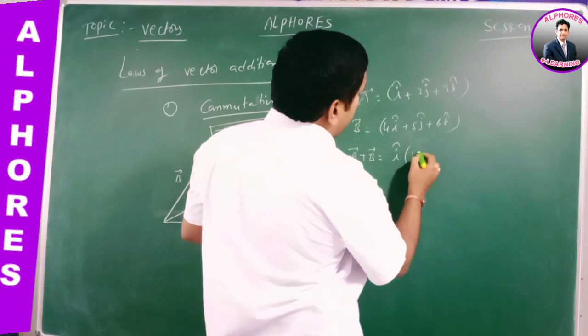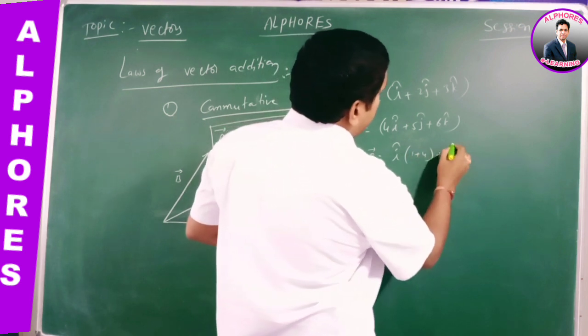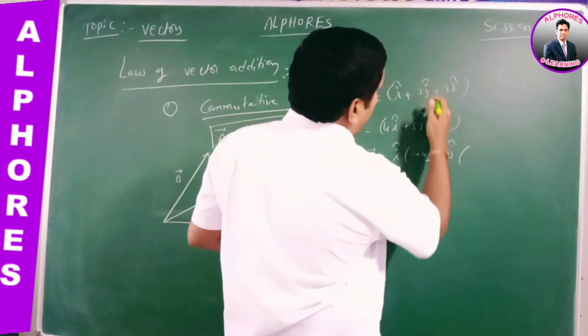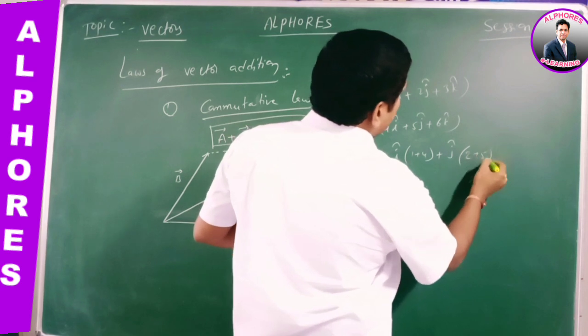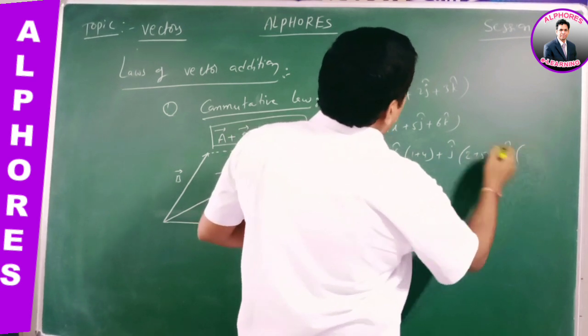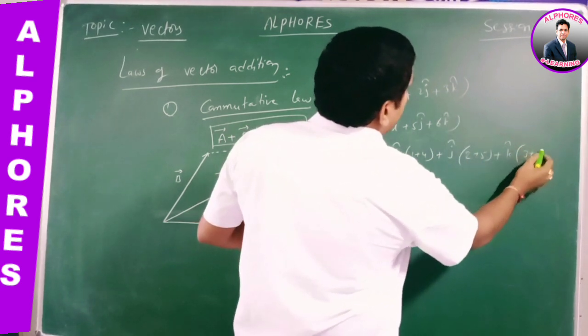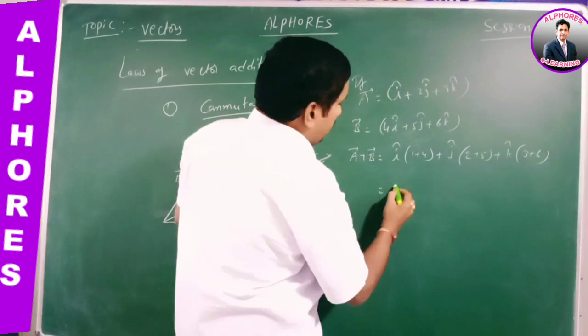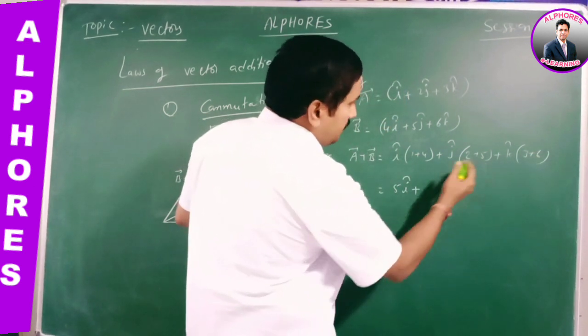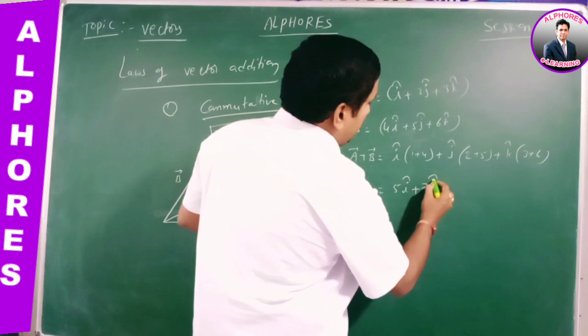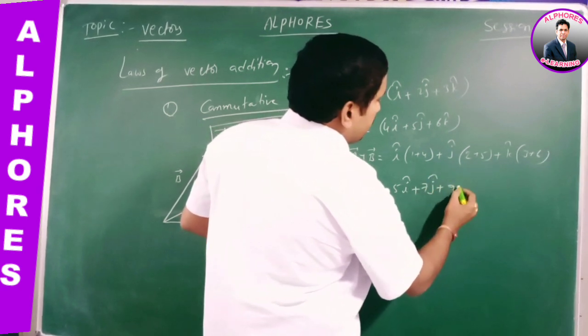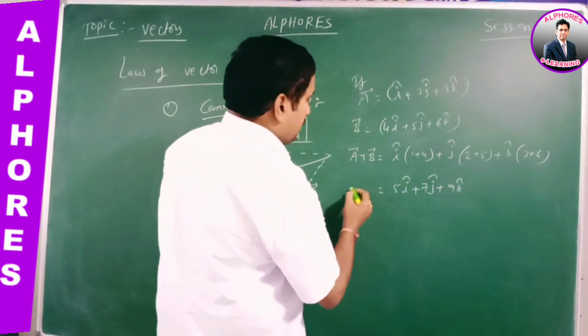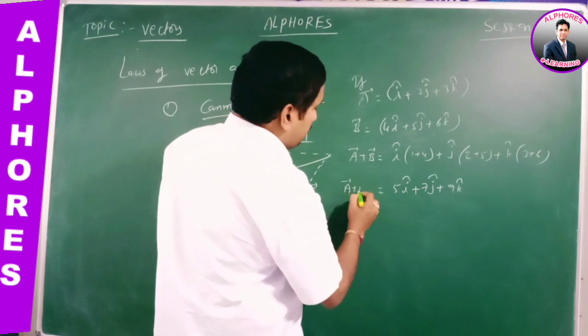What is the value here? 1 plus 4. In the same way, j cap is common, and the second factor is 2 plus 5. Again, k cap is common, 3 plus 6. That means the vector here is 5i cap plus 7j cap plus 9k cap. This is nothing but a bar plus b bar.